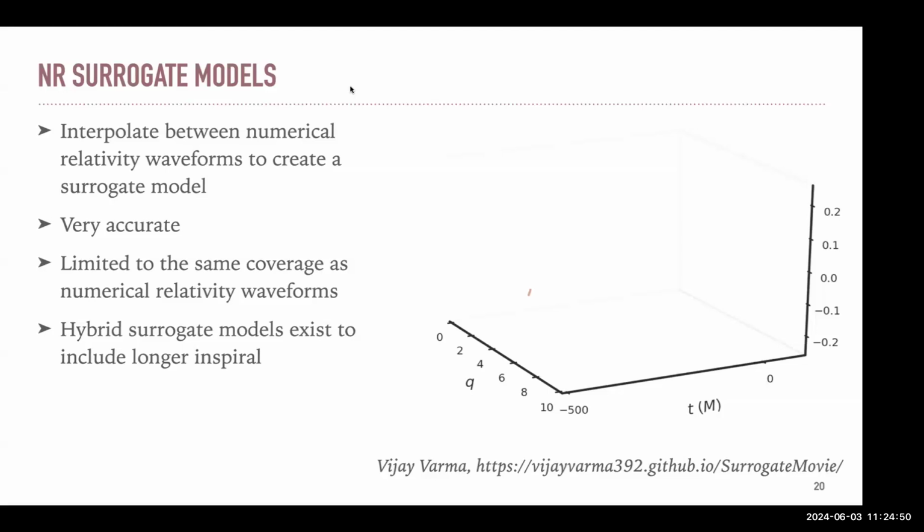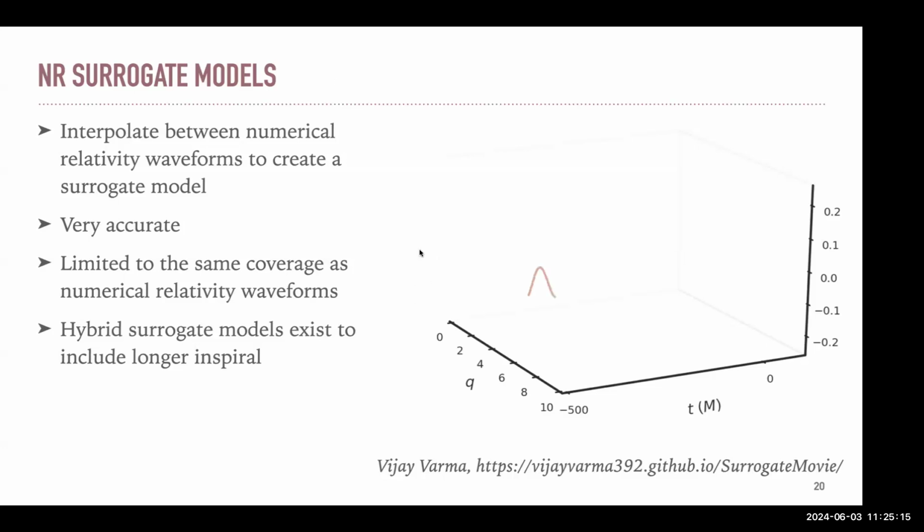Right. Okay. Numerical relativity simulations. We set the parameters of our black holes and we run a simulation that can take days, weeks, or months, depending on the simulation. It's a big reason for checkpointing. But they're discrete. We have a point in parameter space. NR surrogate models interpolate between them to create a continuous space.